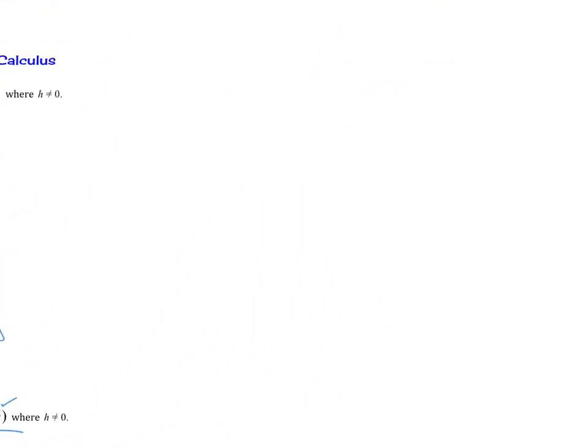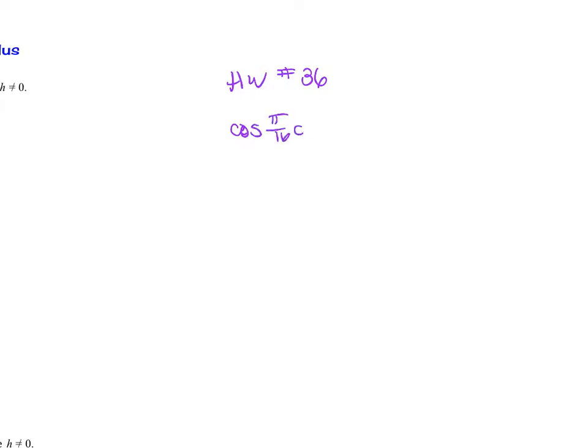Next, I just want to take a look at some homework problems. Homework number 36. Now, you probably have the odds of either 35 or 37. And you see something like this. Cosine of pi over 16 times cosine of 3 pi over 16 minus sine of pi over 16 times sine of 3 pi over 16. Now, at first, you're probably like, what do I do with that? But if you look a little closer, it kind of gives you a clue of what they use.